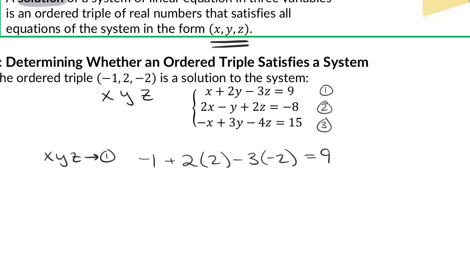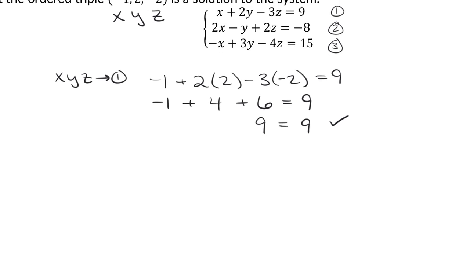I just need to do a little bit of math here. This is -1, this is +4, and this is +6. If we add -1 plus 4 plus 6, 4 plus 6 is 10, 10 minus 1 is 9. So we get 9 equal 9, and we're off to a good start. This has to be true for all 3 equations in a 3-variable system, or both equations in a 2-variable system, for your solution to be correct.